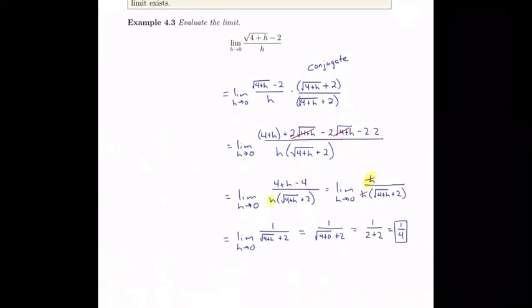So here we are with 4h minus 4, that's this expression here, over the denominator that we haven't changed yet. And then we realize that 4 minus 4 adds to 0. So this is a 0, and we have just an h in the numerator. And then there's an h in the denominator, so those two h's cancel. And we have 1 over the square root of 4 plus h, plus 2.